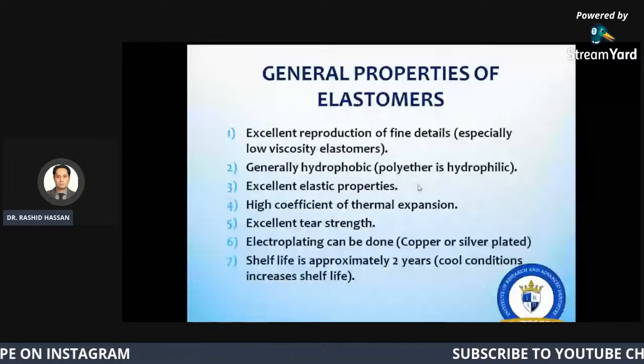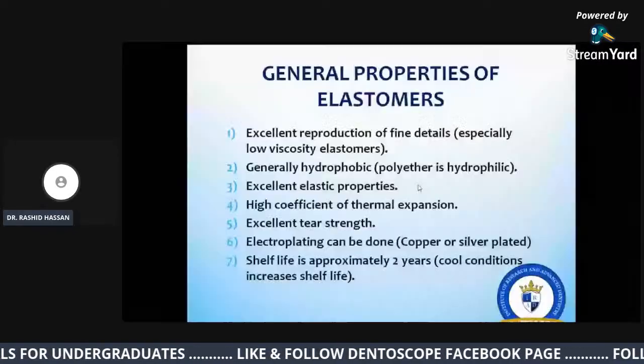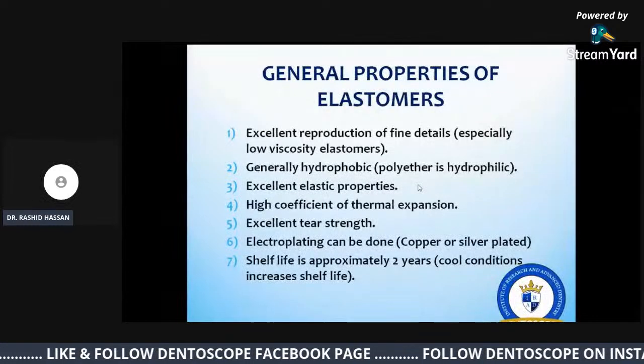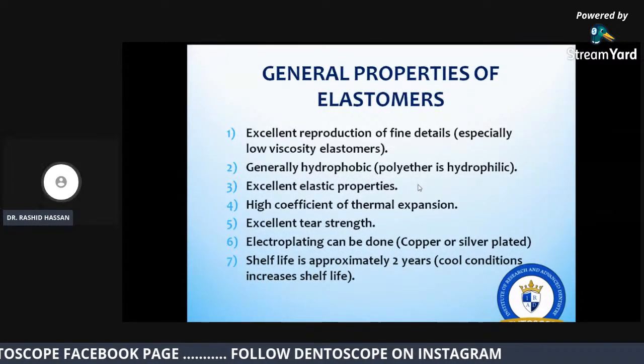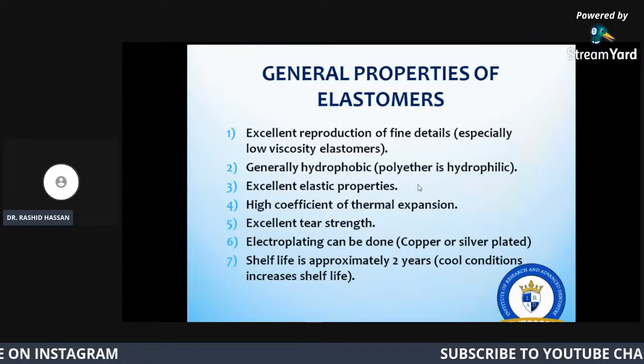Secondly, all these elastomers are hydrophobic in nature. They are accepted by the patient. And silicone, they are hydrophobic. Well, that's a general perspective about them. They have excellent elastic property.